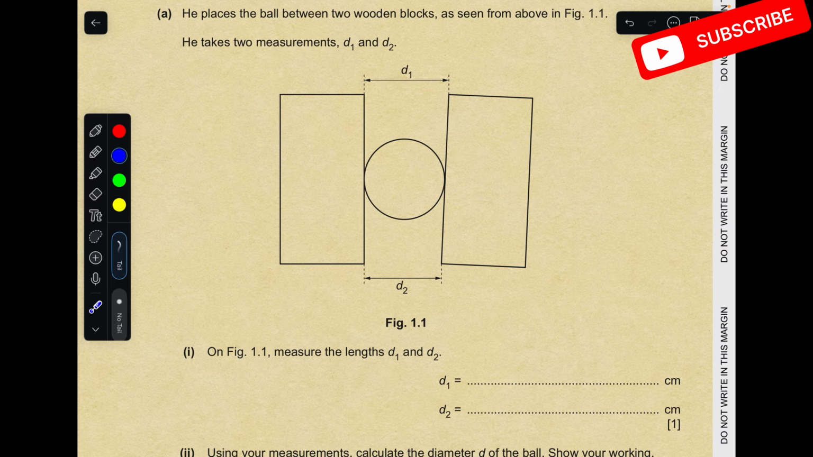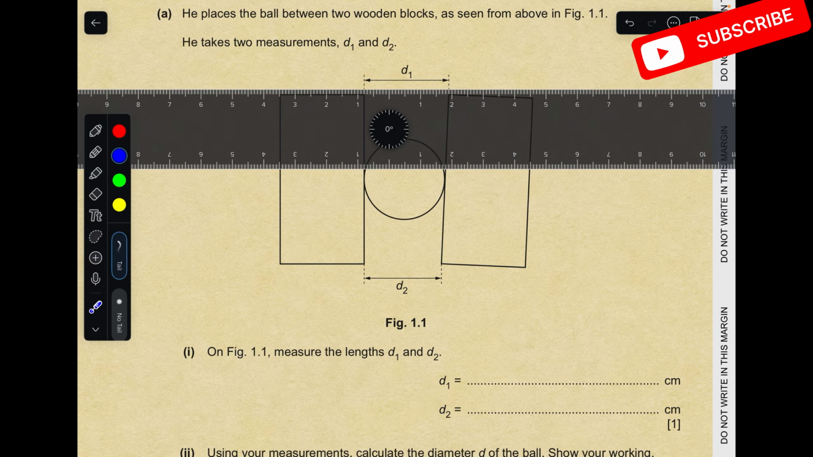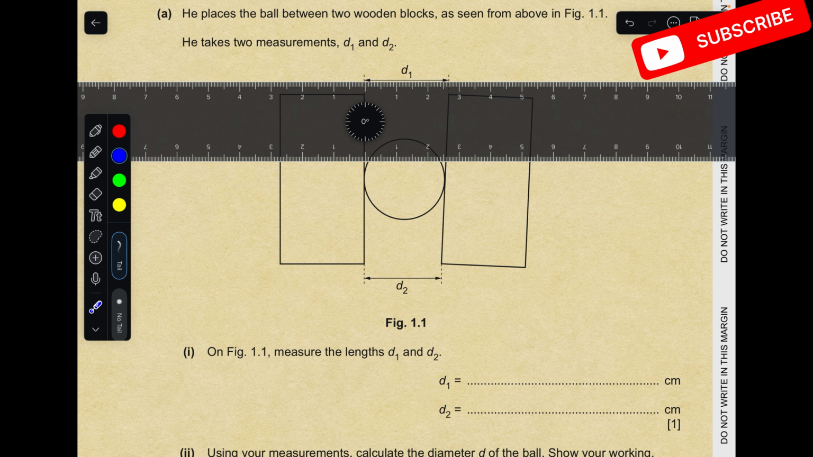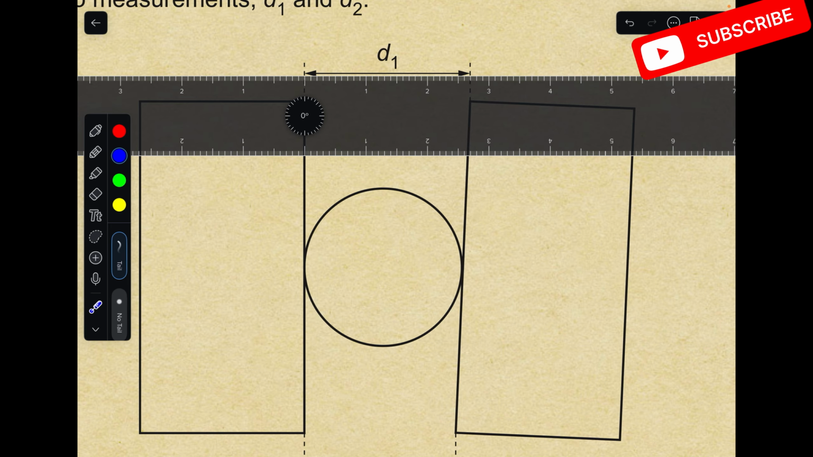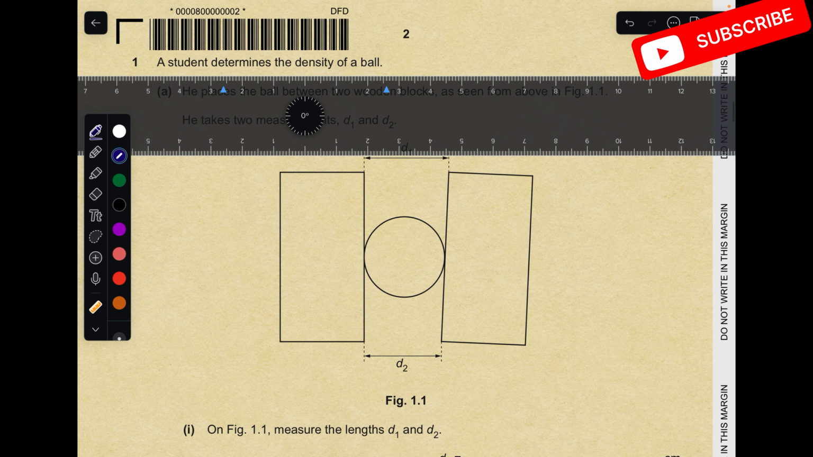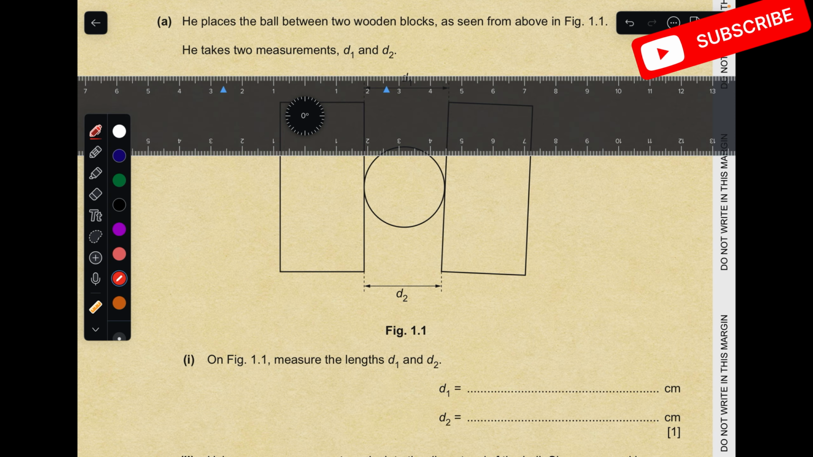Whenever they are saying measure, it means you have to use a scale. You have to take the reading practically. So I'm using a scale here. You will put the scale like this, and for d1, make sure your 0 is on one side, and let me zoom in. So 0 is there, and it's 2 and 2.5, and this is 2.6, and I'm getting 2.7. So d1 is 2.7, as you see, and the units are already in centimeters.